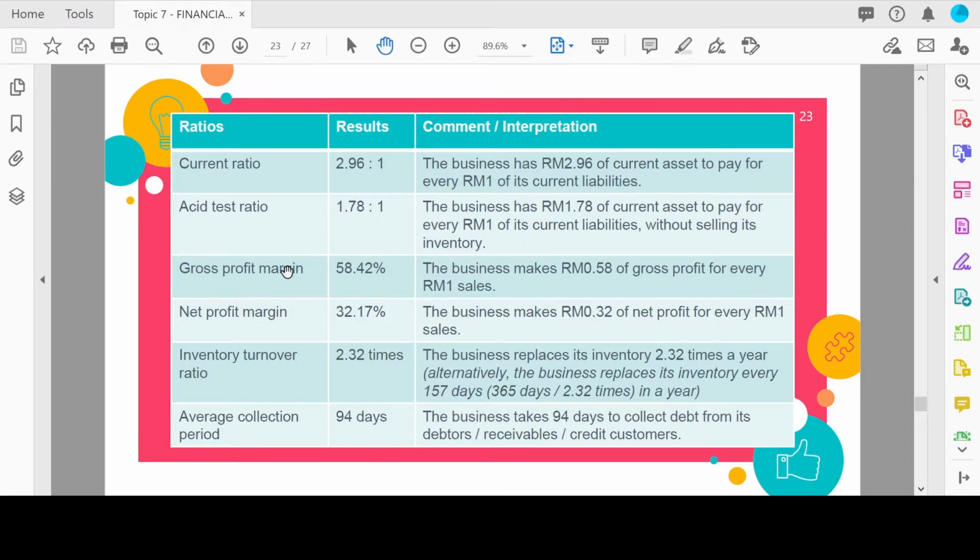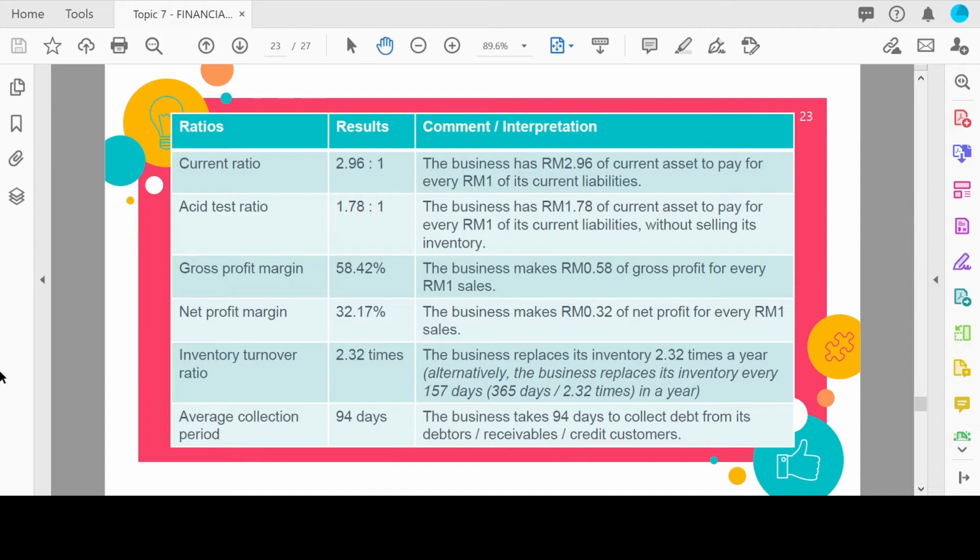All right. Next, gross profit margin. What does 58.42% mean? It means that the business makes 58 cent of gross profit for every 1 ringgit of sales. Whereas for net profit margin, 32.17% means the business makes 32 cent of net profit for every 1 ringgit of sales. So for every 1 ringgit of your sales, you as the owner have a balance of 32 cent. You are making 32 cent for yourself.